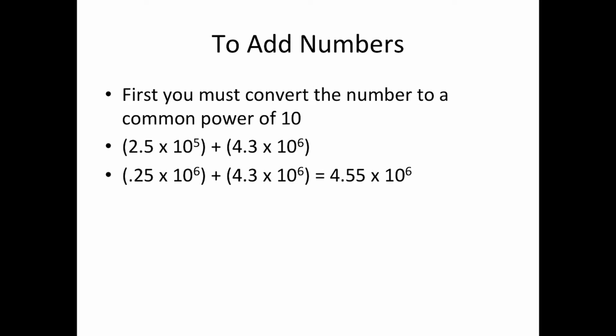Now to add numbers, first you must convert the numbers to a common power of 10. You can see it's 2.5 times 10 to the 5th plus 4.3 times 10 to the 6th. You want to get them to be the same. So we move the decimal on the 10 to the 5th one digit to the left to give us our power of 6. That is 0.25 times 10 to the 6th plus 4.3 times 10 to the 6th. Now all we have to do is add the 0.25 and the 4.3. We get 4.55 times 10 to the 6th.